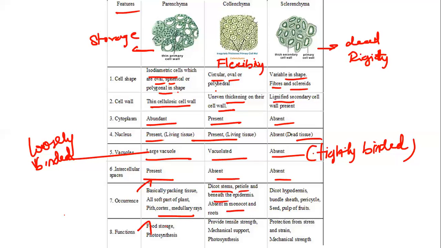The major function of parenchyma is food storage as well as photosynthesis, and collenchyma gives tensile strength. Tensile strength means flexibility, and it also gives mechanical support and helps in photosynthesis. Sclerenchyma helps in protection from stress and strain, and it gives mechanical strength. The dead cells which you can see over the cork are exactly how sclerenchyma also looks. I hope you all got a clear idea about this.